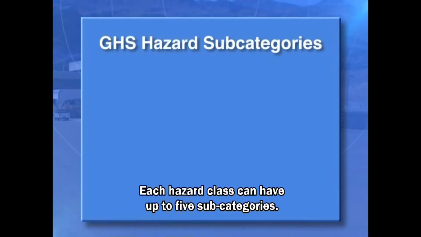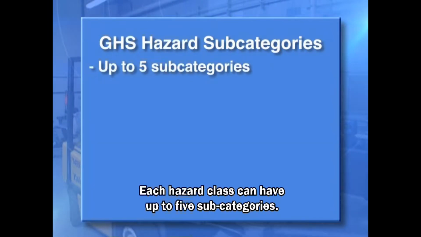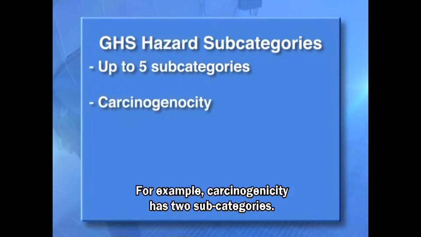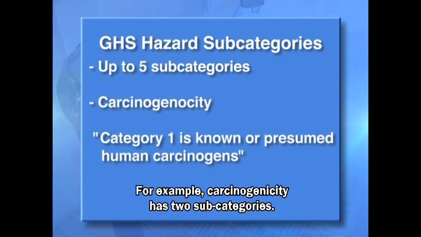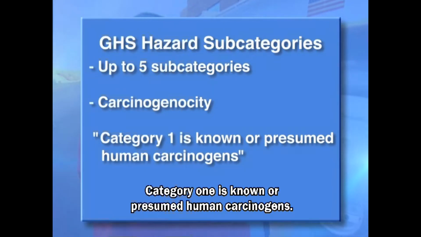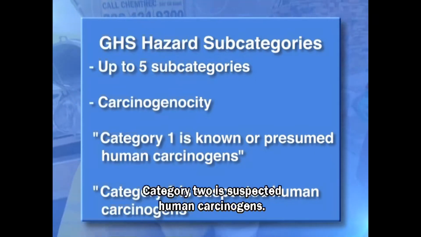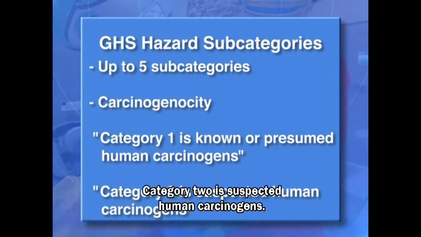Each hazard class can have up to 5 subcategories. For example, carcinogenicity has 2 subcategories. Category 1 is known or presumed human carcinogens. Category 2 is suspected human carcinogens.